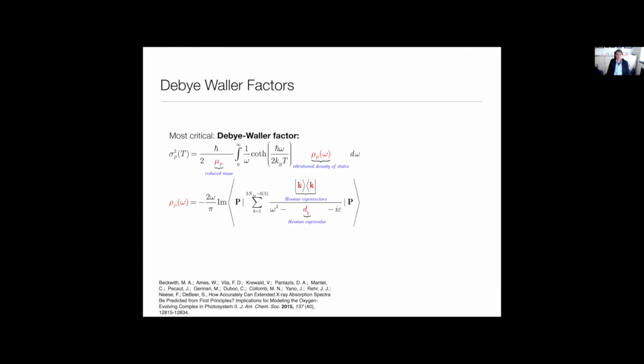And now, how do you do that? The way we have written it down is in that paper, authored by many, many authors, but I want you to pay attention to the fact that John Rehr is an author on that paper, and we have discussed it extensively. The Debye-Waller factor in principle is related to the vibrational density of states, and the vibrational density of states can be calculated from DFT frequency calculations.